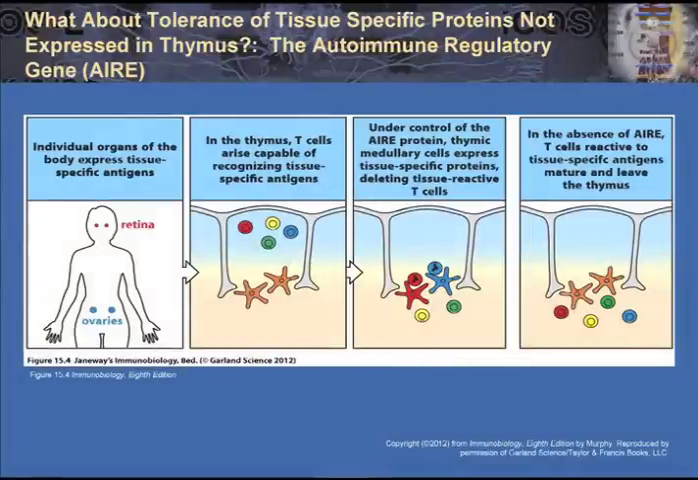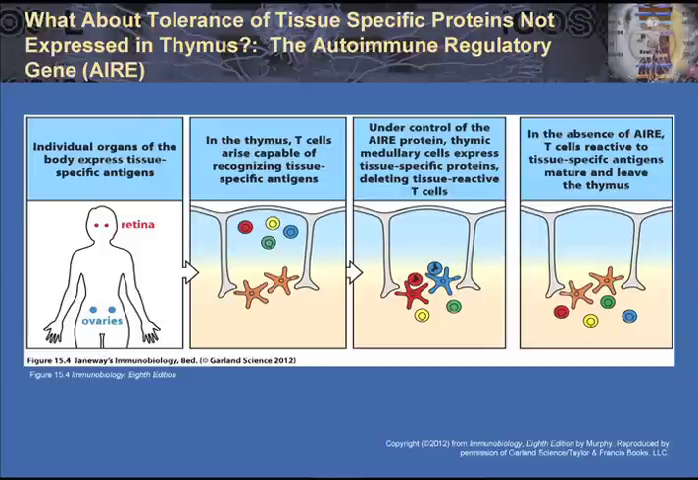So this model is described up here when we talk about the autoimmune regulatory gene. Shown in the left-hand panel, we have the individual organs of the body express tissue-specific antigens. So we have retina proteins in red, and we have ovarian proteins in blue. You can measure pancreatic proteins in yellow, and so forth and so forth. In the thymus, the T cells arise that are shown in those colors that recognize those particular proteins. T cell receptors arise, they are capable of recognizing specific antigens.